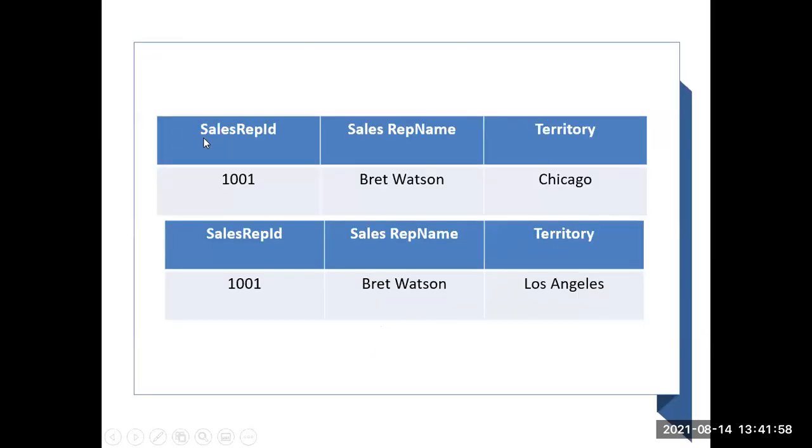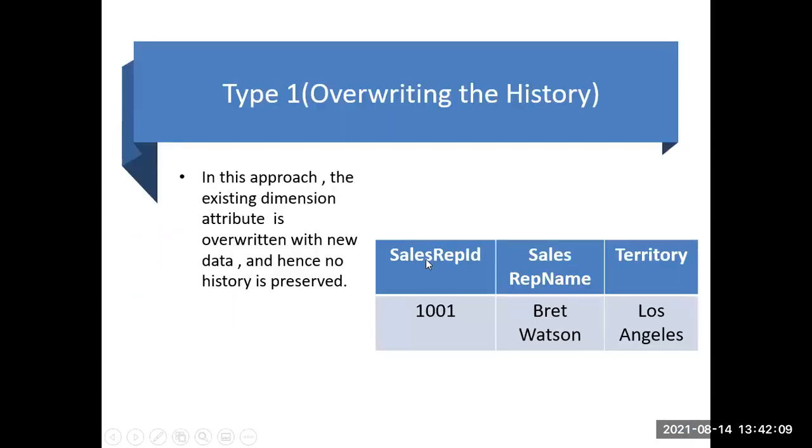You can have a look here. Just go back. First of all, take these two tables: sales representative ID, sales representative name, and territory, where he was working and where he is currently working. With overwriting the history, we have sales representative ID 1001, name Brett Watson, and currently where he is working, Los Angeles. We don't know where he was working; we have just overwritten it. It becomes one table. They will erase and store the new value here.